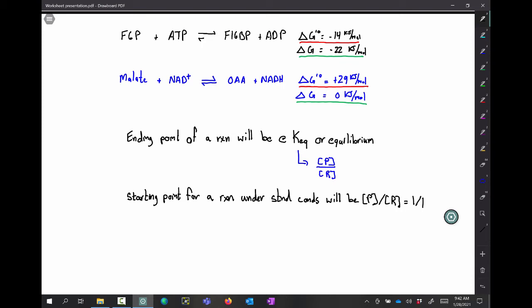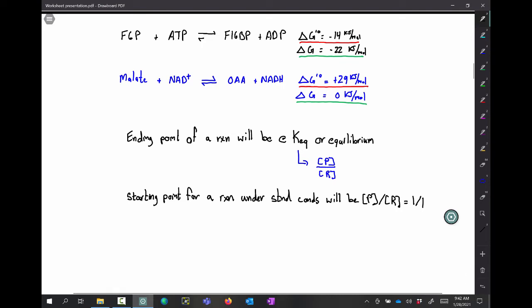This would be the idea even of elevation. We always measure elevation from a reference point, and that reference point will always be sea level. Well, we measure standard free energy changes from a reference point, and that reference point is 1:1.